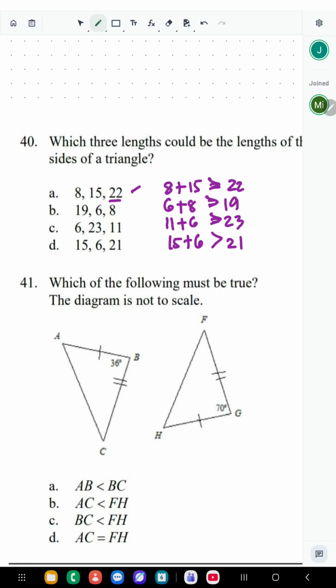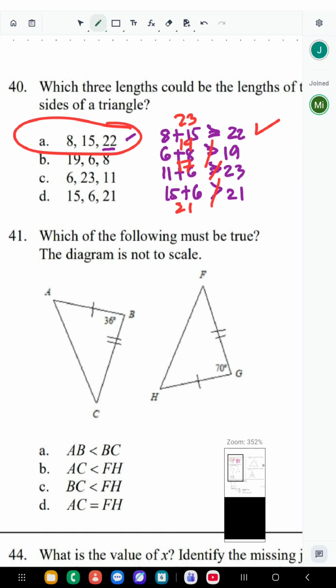So 8 plus 15, that is 23. Then 8 plus 6 is 14. This is 17. And 15 plus 6 is 21. So not greater than, only this one. So the answer is letter A. Alright.